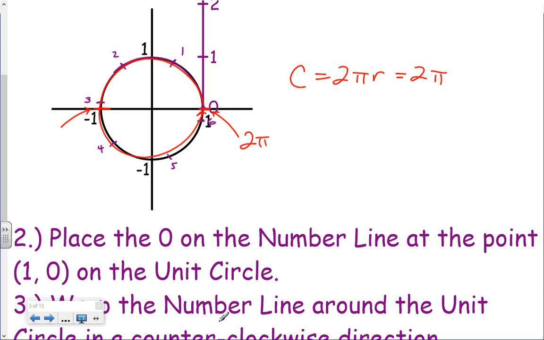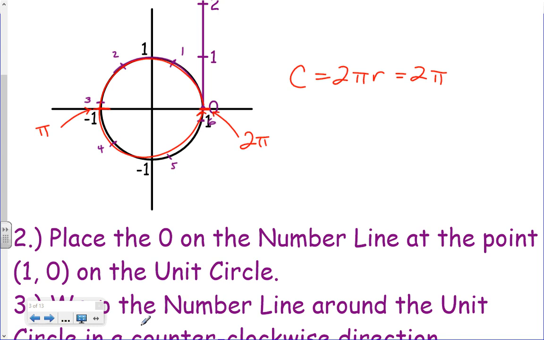So 2 pi turns out to be one full rotation around this, which means halfway around must be half of 2 pi. This must be pi, which should make sense for us. Pi is 3.14, so I'm just a little bit past that value of 3. 2 pi is 6.28, so I'm just a little bit past that value of 6 that I marked in the fourth quadrant. So those seem to make sense.